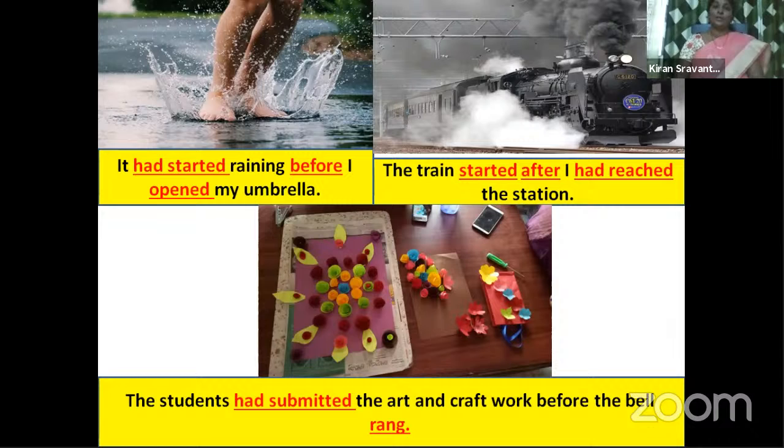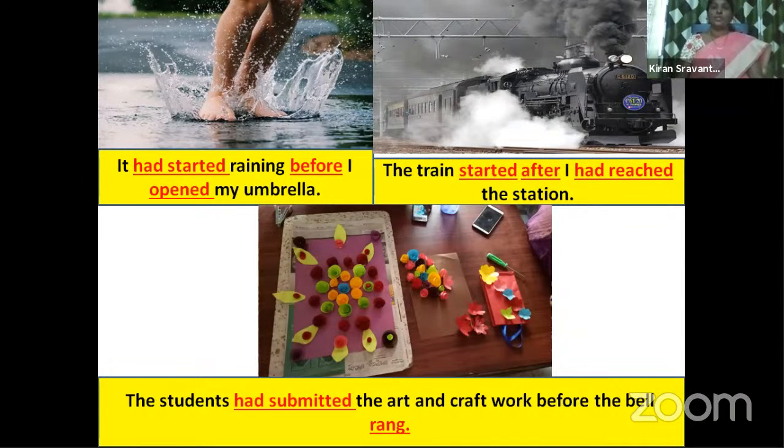And coming to the third picture, the students had submitted the art and craft work before the bell rang. So that means students had submitted the art and craft work, the bell rang. So two completed actions. We are talking about the two completed actions. And which was the first completed action? The students had submitted the art and craft work. That means they submitted the art and craft work then and there. And later what happened? Which action took place?